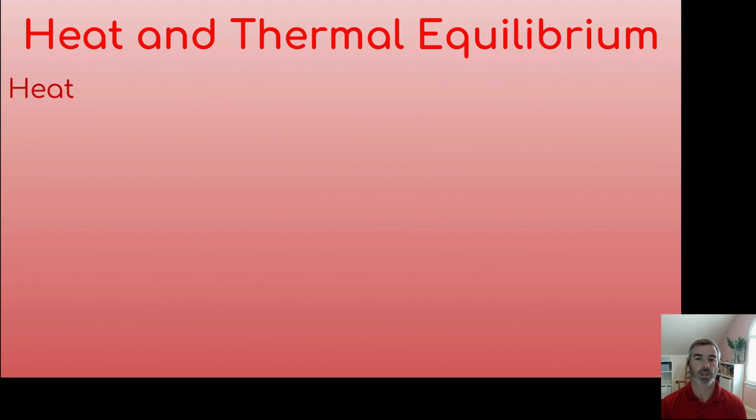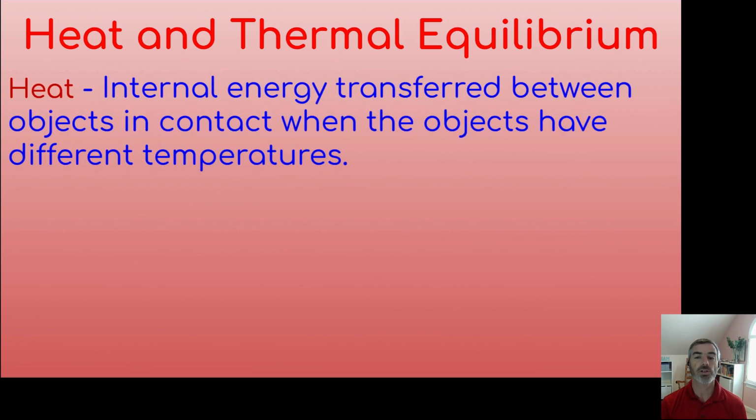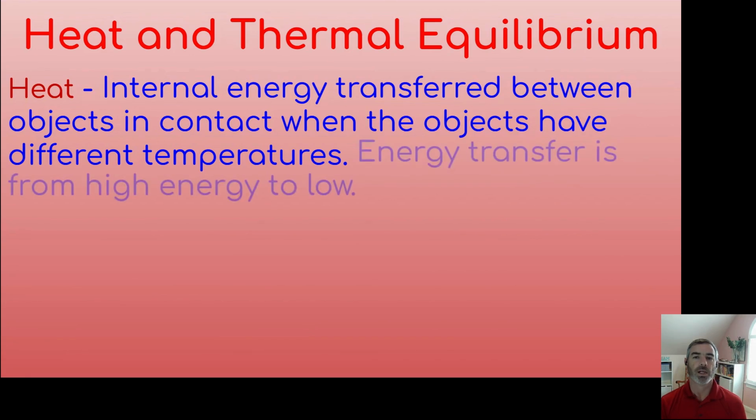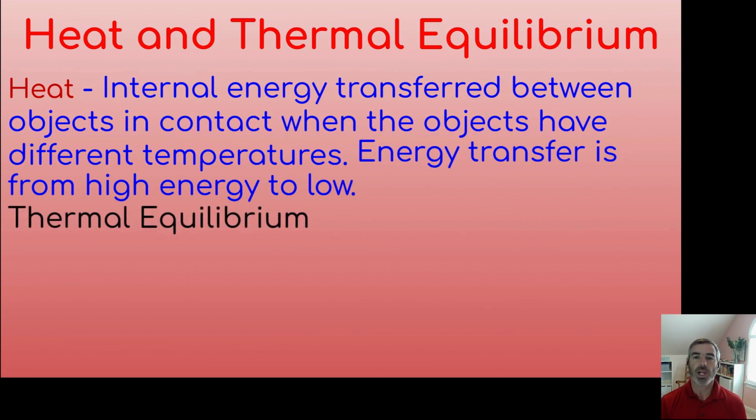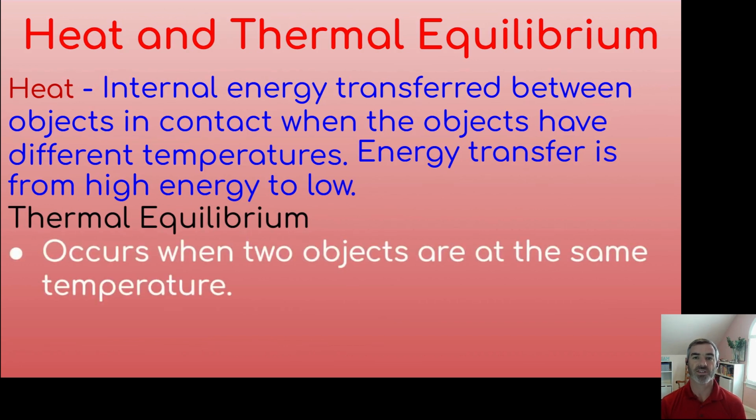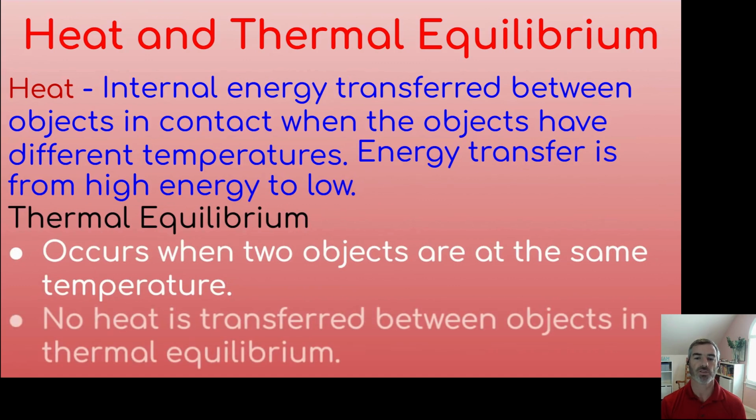So heat and thermal equilibrium. Heat is defined as an internal energy transfer between objects, and the objects have different temperatures. That's the key. They have to have different temperatures in order for there to be an energy transfer. And the energy transfer is from a higher energy to a lower energy, or a higher temperature to a lower temperature. Now, thermal equilibrium occurs when two objects are in contact with each other and they have the same temperature. Therefore, there's no energy transfer between them, so there's no heat transfer between them. So objects that have thermal equilibrium, there's no energy transfer.